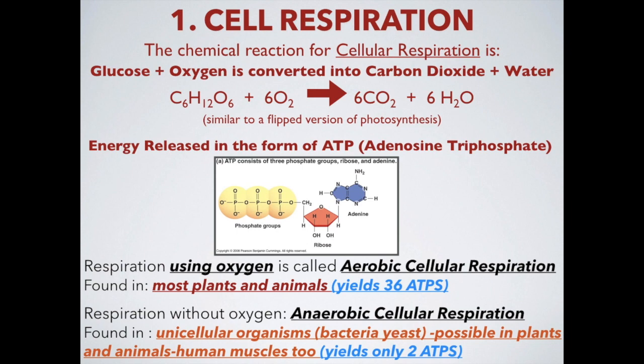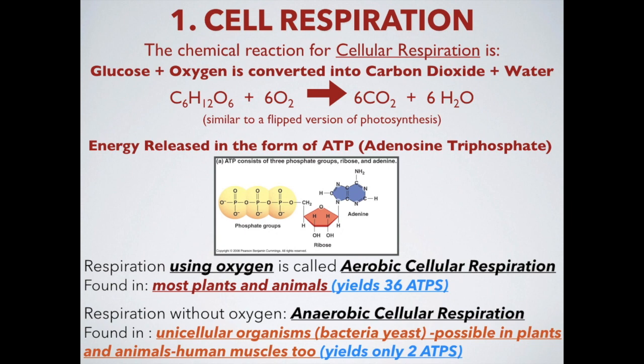So if there's not a lot of oxygen present, it's going to be a different term or a different process. So respiration using oxygen is called aerobic respiration. Think about it, if someone's doing their aerobics, they're breathing a lot. Now this is found in most plants and animals and yields lots of energy, 36 ATPs. But respiration without oxygen will not yield a lot of energy, and this is called anaerobic respiration. And this is mainly found in bacteria or yeast.